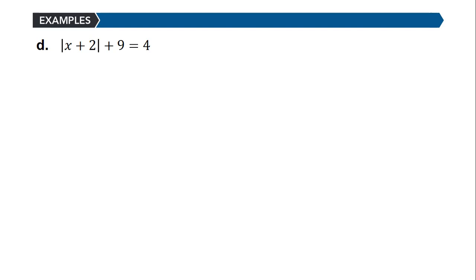Part D is absolute value of x plus 2, then plus 9 equals 4. So again, we got to isolate the absolute value bars by subtracting 9 from each side. So the absolute value of x plus 2 is equal to -5. But then this says what numbers have an absolute value of -5, which means what numbers have a distance from 0 that's -5, but that doesn't make sense, right? That's a contradiction. I cannot have an absolute value equal to a negative number, so there are no solutions of this equation.